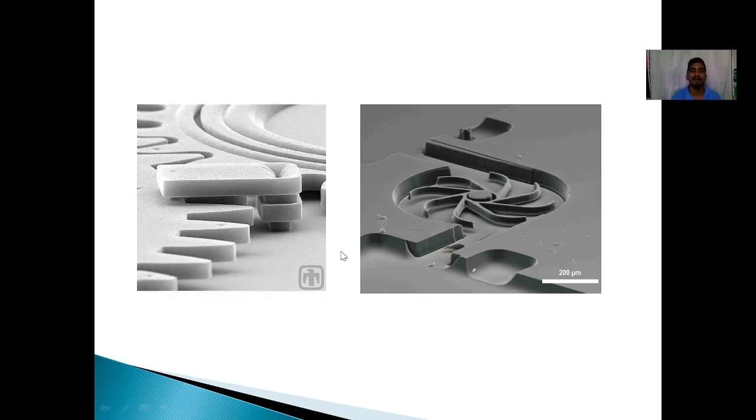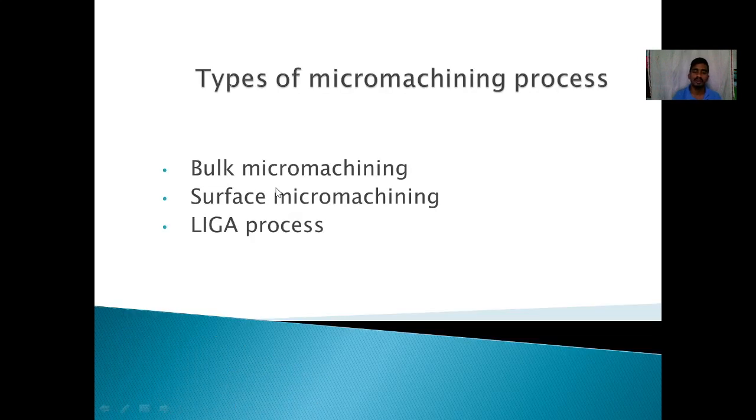This is an example of a micromachined product, a micromachined microgear. What are the types of micromachining? There are three major types of micromachining. Before going into the types, we have to see two important principles.